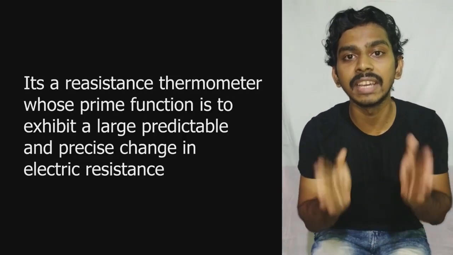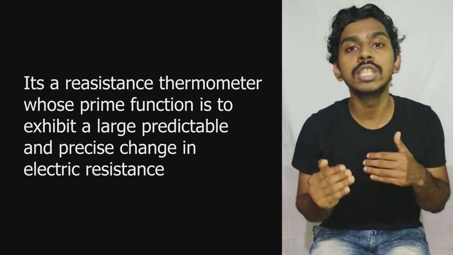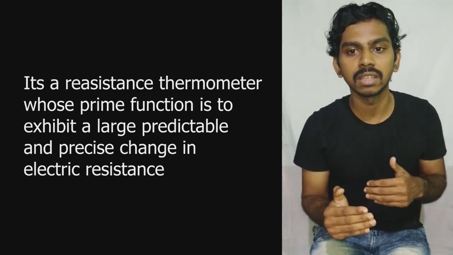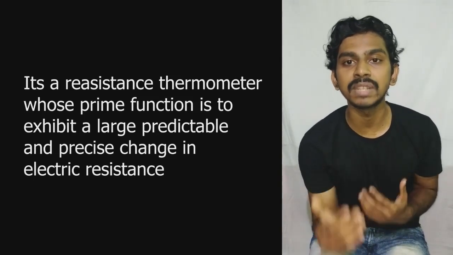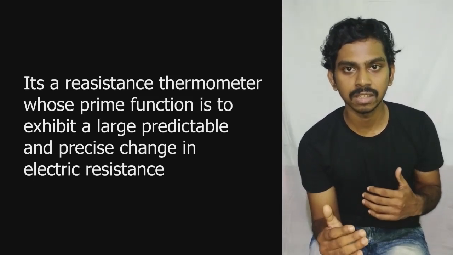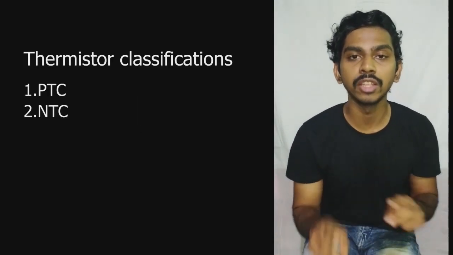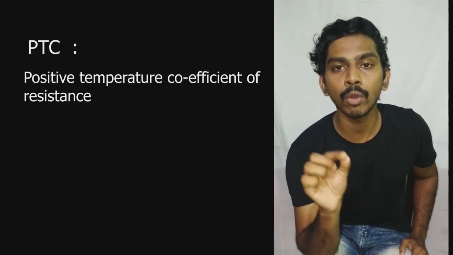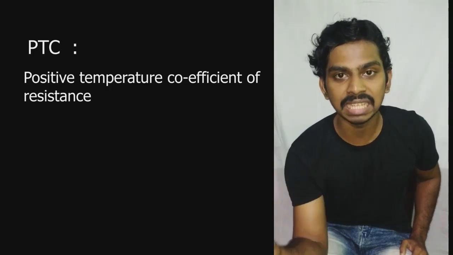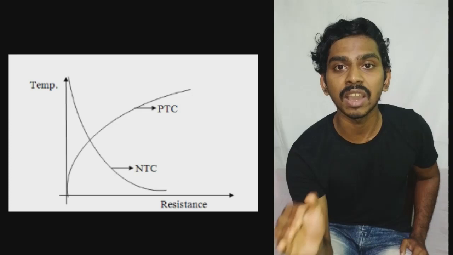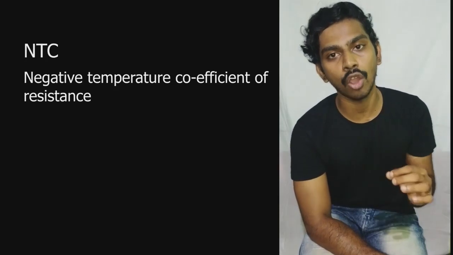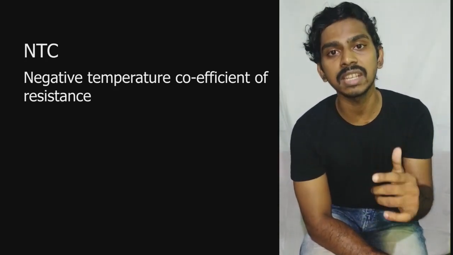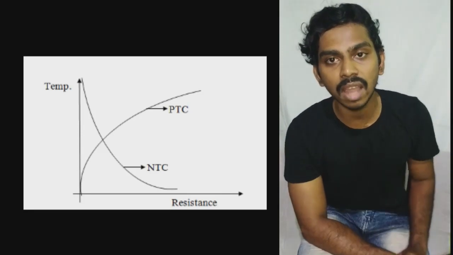It is generally a thermally sensitive resistor whose prime function is to exhibit a large, predictable, and precise change in resistance when subjected to corresponding temperature. Generally, this device falls into two categories, PTCs and NTCs. PTC means positive temperature coefficient, which means the thermistor's resistance increases with the increase in temperature. And NTC stands for negative temperature coefficient, which means the thermistor's resistance decreases with increase in temperature.